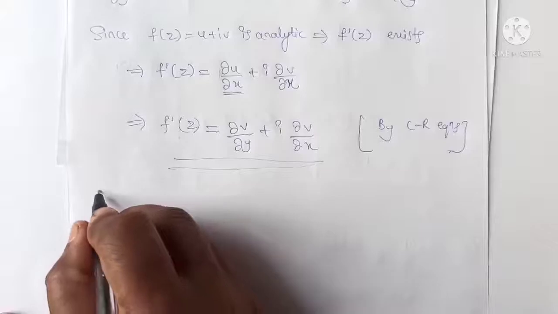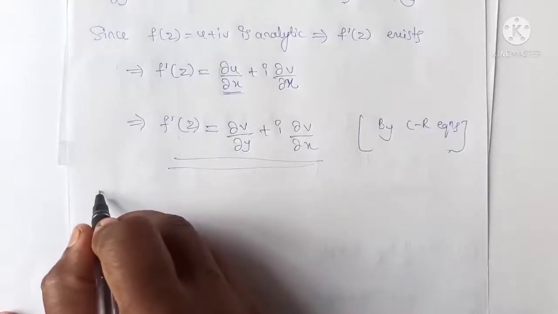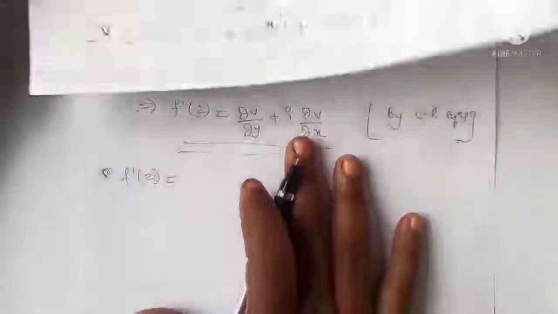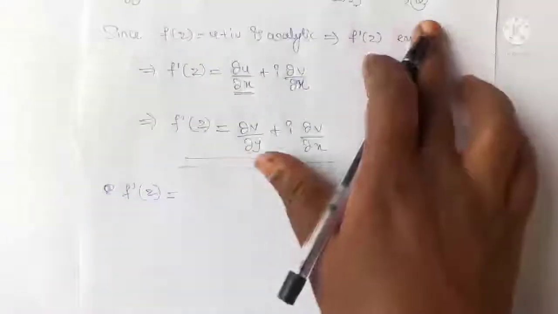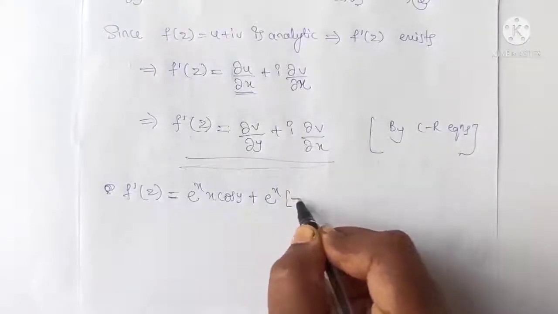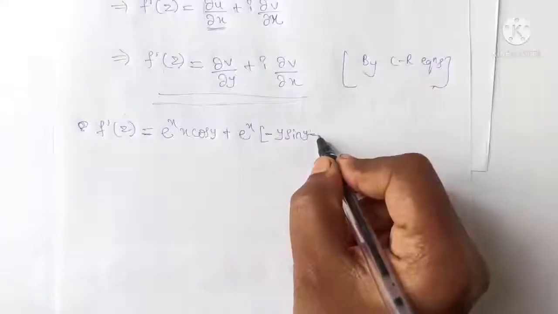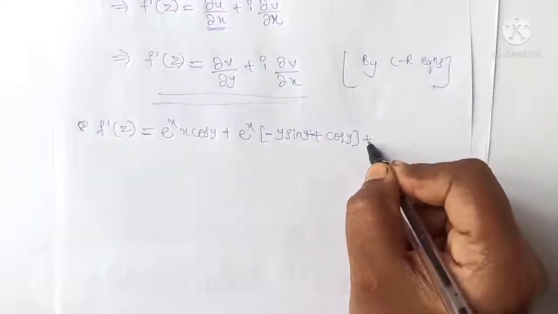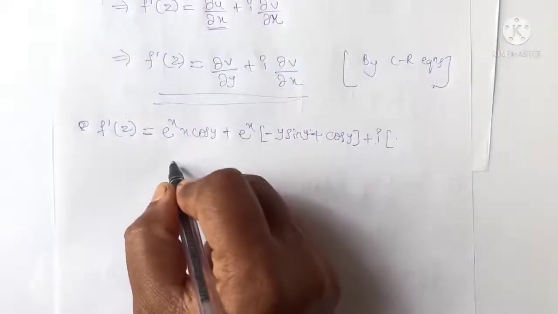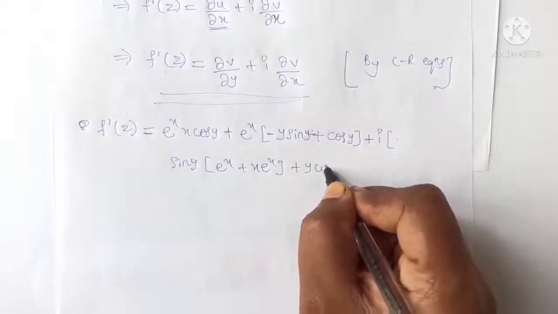Okay, now substituting the values of ∂v/∂x and ∂v/∂y, we get f'(z) is equal to, from equation 2 we have the ∂v/∂y value, so that is e^x cos y plus e^x (minus y sin y plus cos y), plus i into, so we substitute from equation 1, that is plus, here we write sin y e^x plus x e^x plus y cos y e^x.